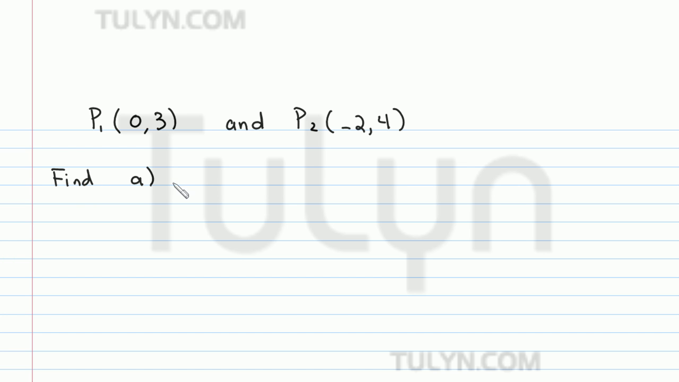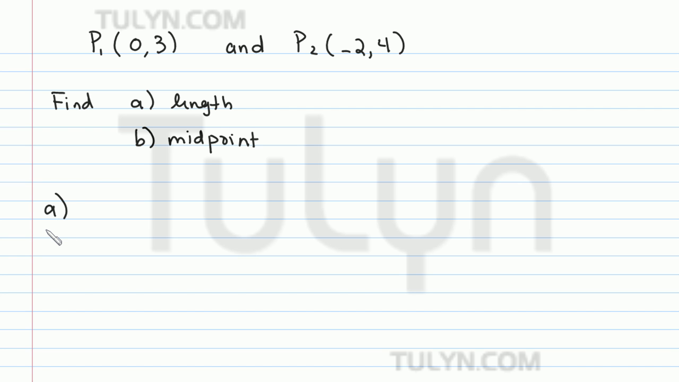So say you're given 2 points like so, where point 1 is at coordinates (0, 3), and point 2 is at coordinates (-2, 4). And I want you to find two things. A, I want you to find the length of the line segment, and B, I want you to find the midpoint of the line segment. So let's do these in order.